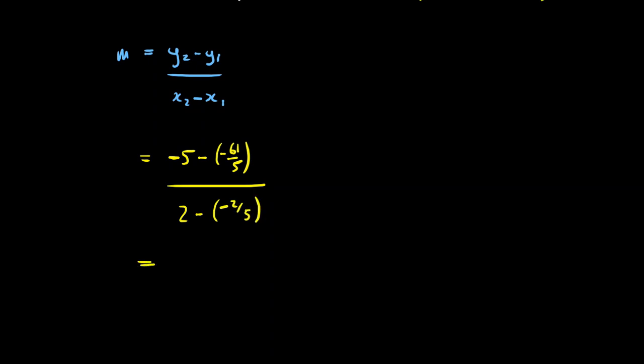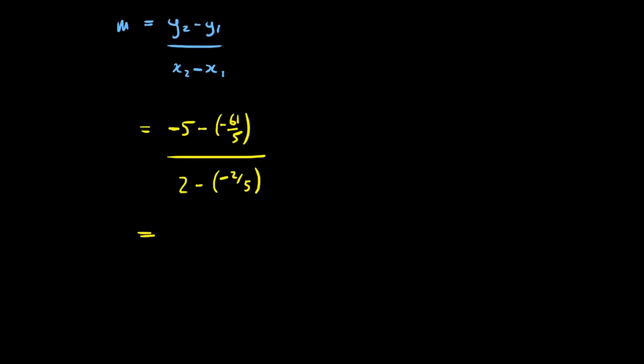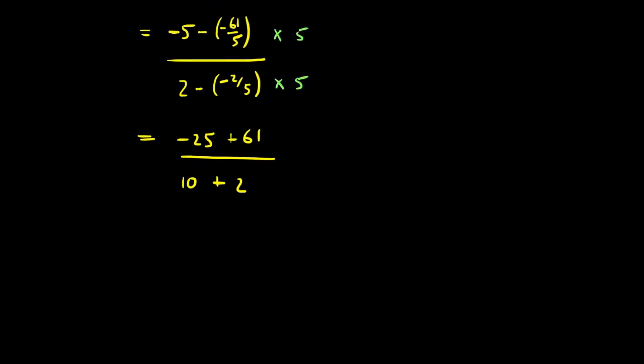Well, in order to get rid of the fractions, it's probably easier to multiply top and bottom by 5 in this case. It's going to make our algebra a little bit easier. So this is going to be minus 25 minus 61, so that's plus 61. On the bottom, we get 2 times 5, which is 10, minus 2/5 times 5, which is just 2. Then minus 25 plus 61 is 61 minus 25. 61 minus 20 is 41, minus 5 is 36. 10 plus 2 is 12, so we get 36 upon 12, which is equal to 3.